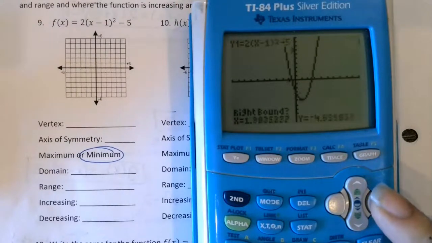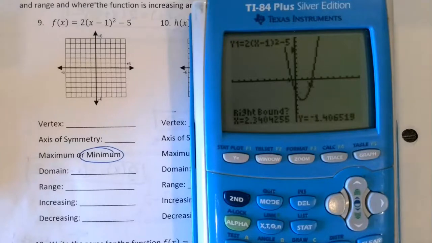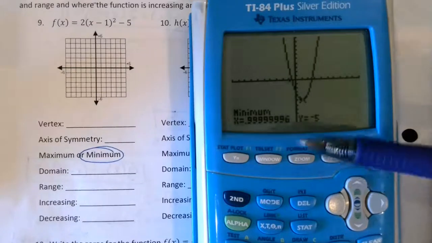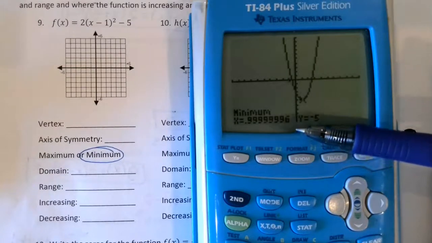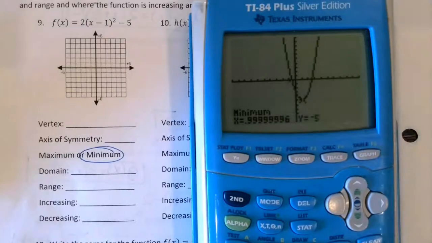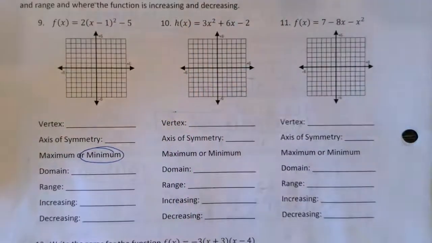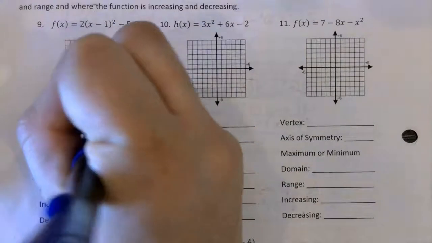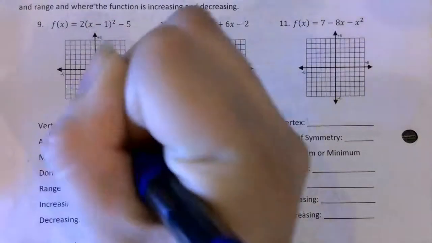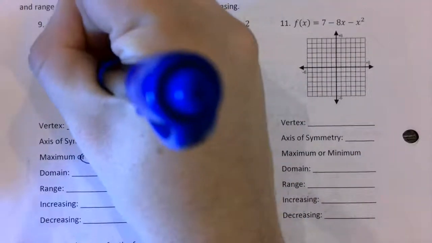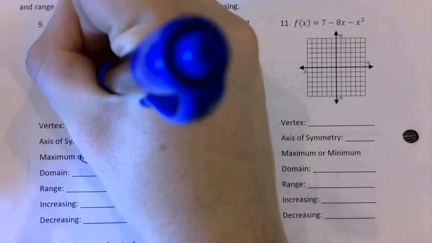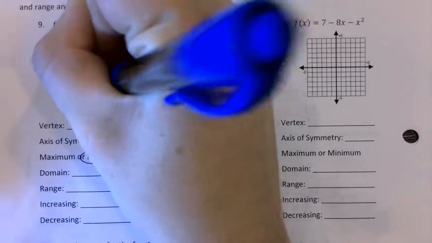Then I move it to the right side, where it says right bound. I press enter twice here. And then the calculator, remember, isn't the best at rounding sometimes. So this is really 1, -5 for my vertex. Oh, and I wanted to graph this. 1, 2, 3, 4, 5.